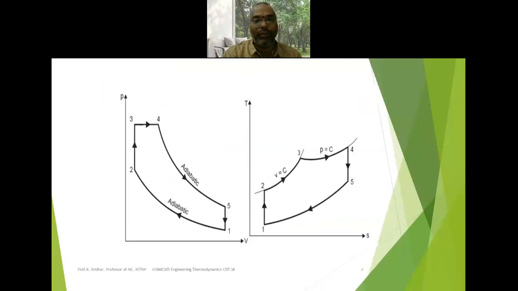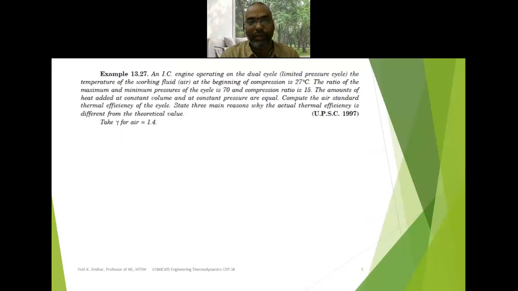This is what I am always telling you: whether it is the Otto cycle or the diesel cycle or the dual combustion cycle, whatever the cycle may be, whenever a problem comes on any cycle, first of all you have to represent the property diagram. Whether you draw the PV diagram or the TS diagram, whichever is convenient to you. Basically the dual cycle has constant volume heat addition partly and constant pressure heat addition partly. That's why the representation of the dual cycle on the PV and TS diagrams is a must. So let us go to the next problem of the dual cycle.